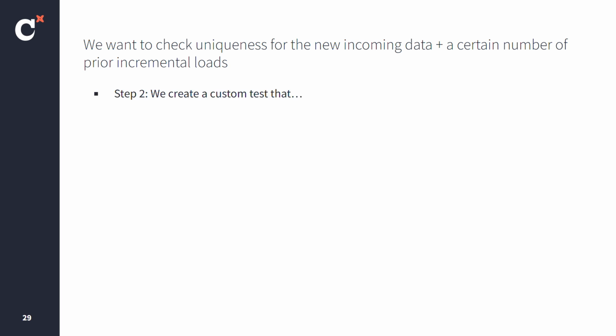And then step 2 is we create a custom test that basically pulls the rows from the current batch plus the prior n batches, where n is an argument that the user can specify. Like you can say, give me just this batch and 0 prior batches, so I only want to check this one. This is a little bit more robust way of doing what I was talking about in number 1, where you check only the new data.